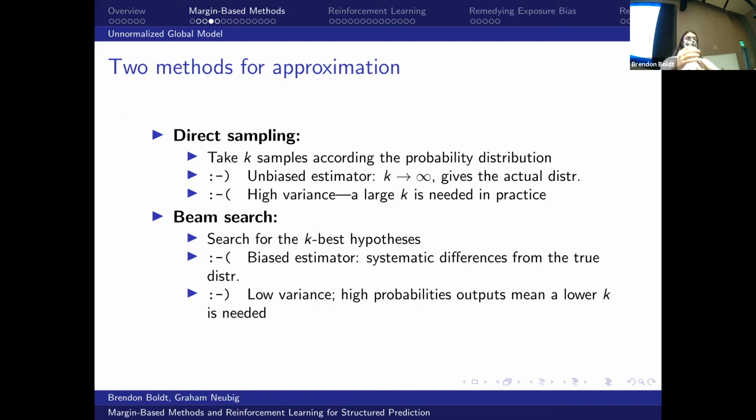So the other approach is we can maybe try to get something a little bit lower variance, but this is going to bias our model a bit. Or not bias our model, but bias the estimate of the partition function. So we might use something like beam search or other search methods to selectively generate more high probability samples. And when you generate higher probability samples, this is going to decrease the variance, and so you can use a smaller k, but things are going to be biased because you are now selecting things not in accordance with the probability distribution, but according to some other criteria.